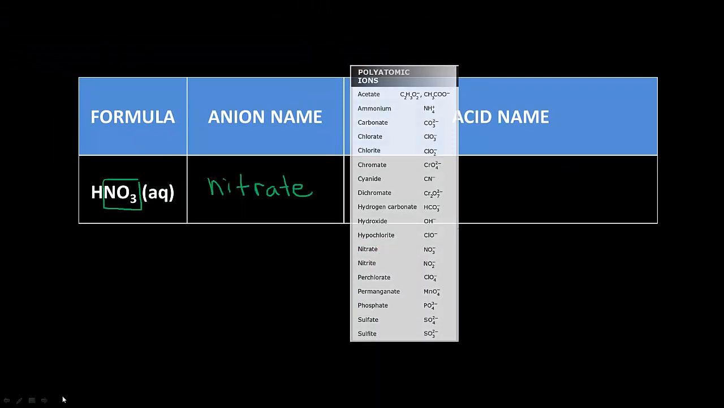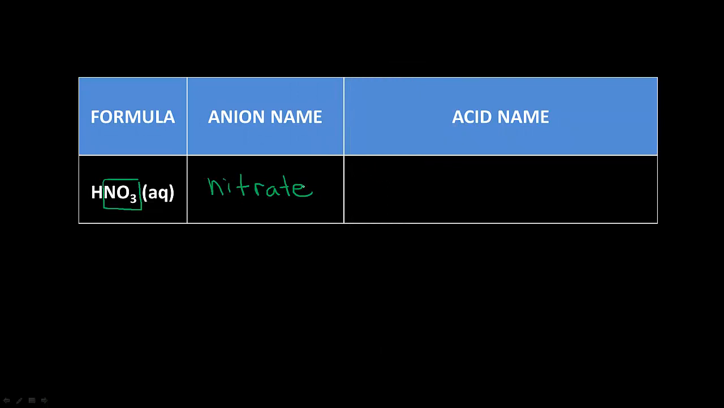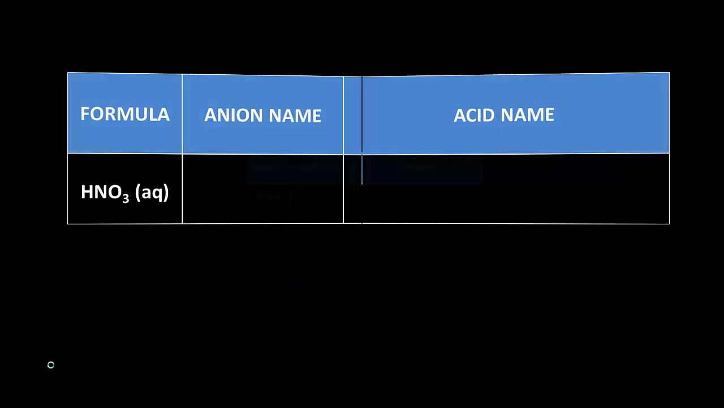N-I-T-R-A-T-E, nitrate. Now remember the saying, I ate something icky: our ate will change to ic, which means we're going to get rid of our ate and change it to ic, and then we add acid. So our acid name would be nitric, and then we add acid. So HNO3 is the same thing as nitric acid.